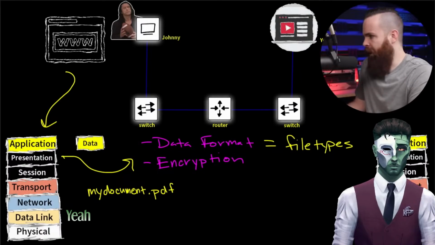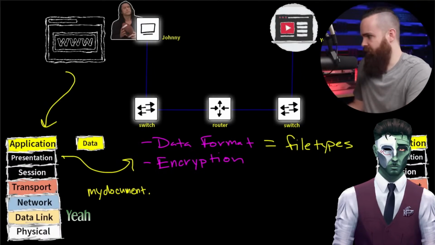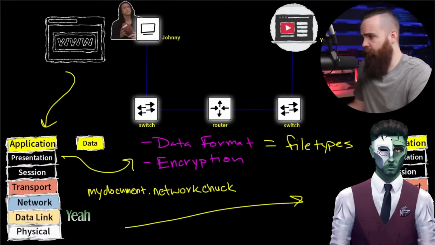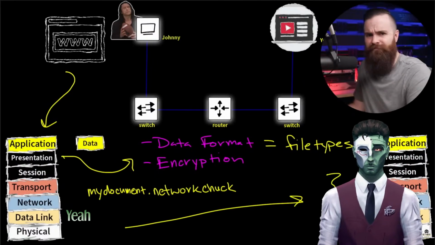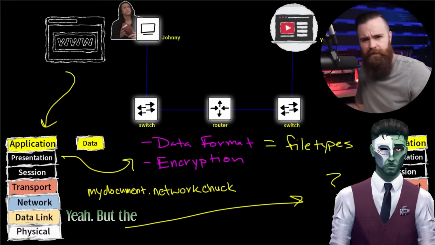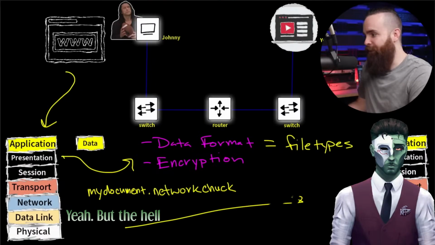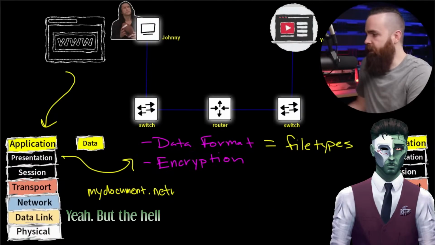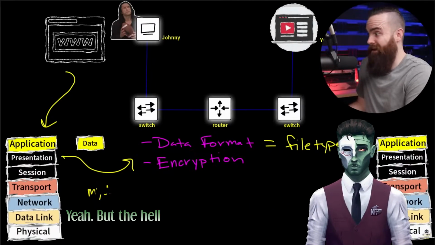But if I were a weirdo and I put my data in a format that no one even knew about, like .networkchuck, and I sent that to your computer, it would be like, what the hell? I don't know what this is. So that's why we have these file types, these data formats. Things that we all pretty much agreed we're going to put things into this format so we can all kind of play with and read.